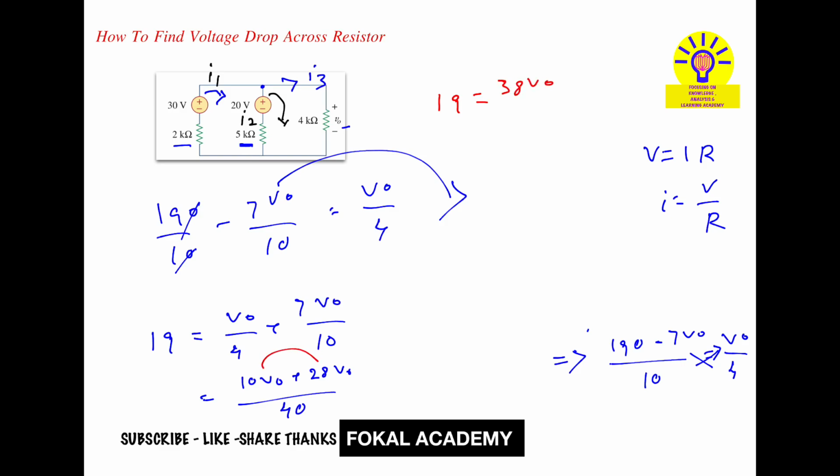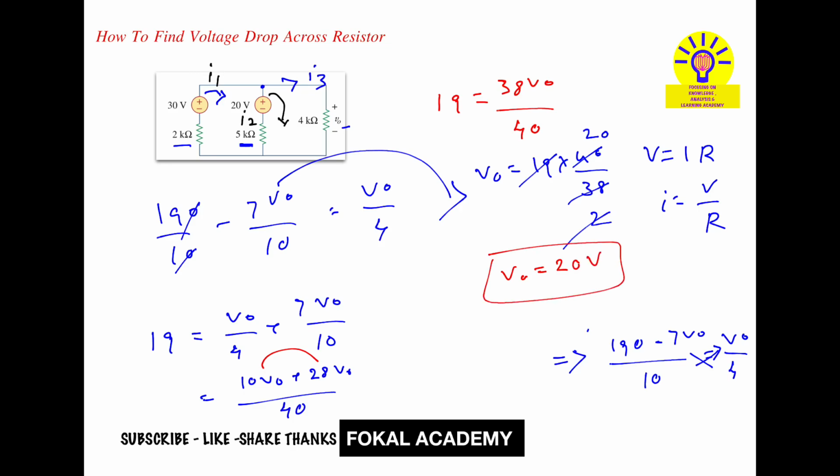Here we want the V0 value. So bring this 40 to the left hand side. So total becomes V0 equal to 19 into 40 by 38. So 19 ones are 19, 19 twos are 38, 2 ones are 2, 2 twos are 4, so V0 equal to 20 volts. So this is the voltage drop across 4 kilo ohms.